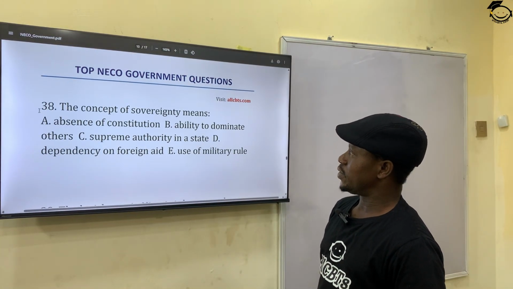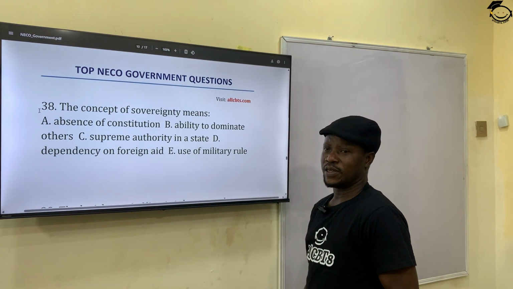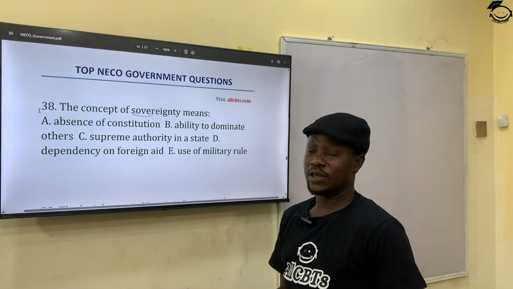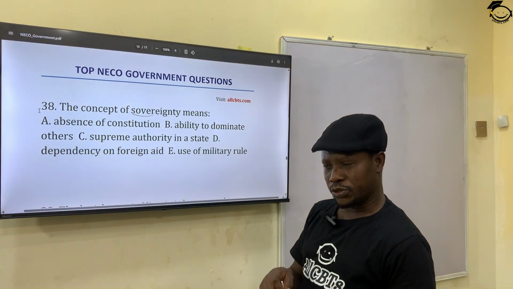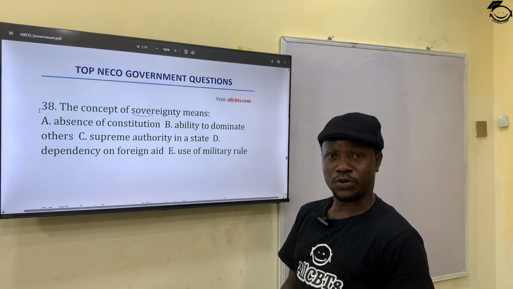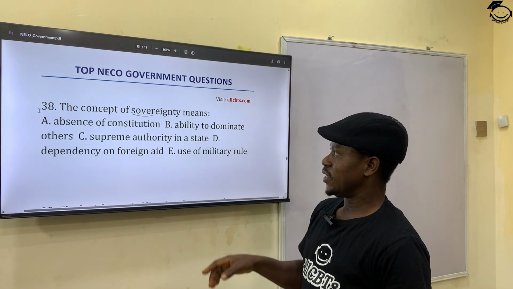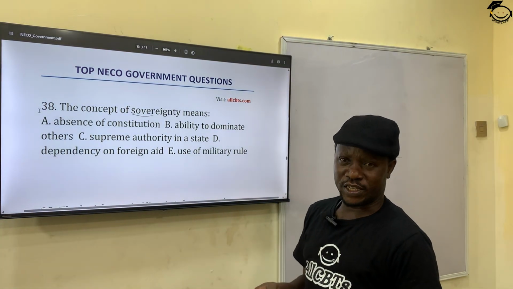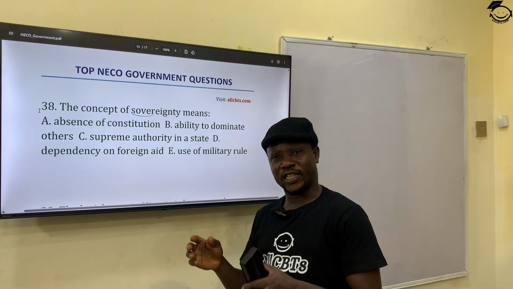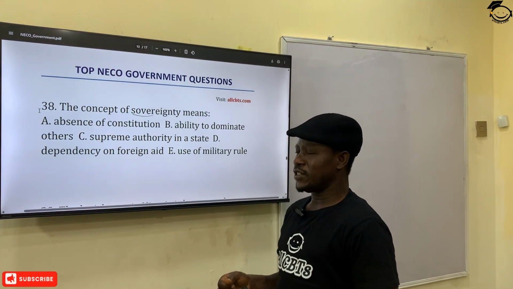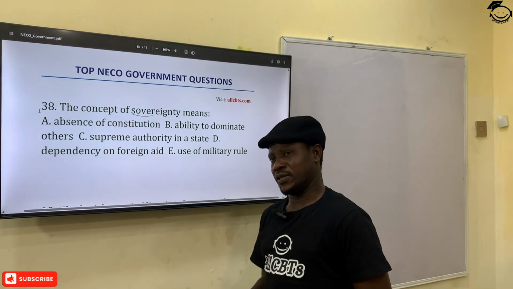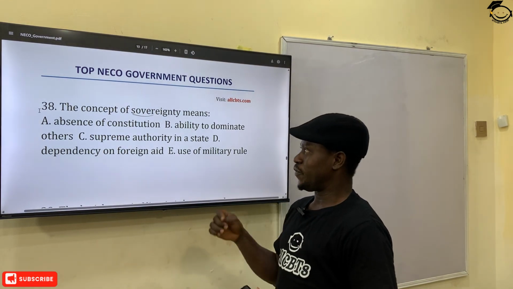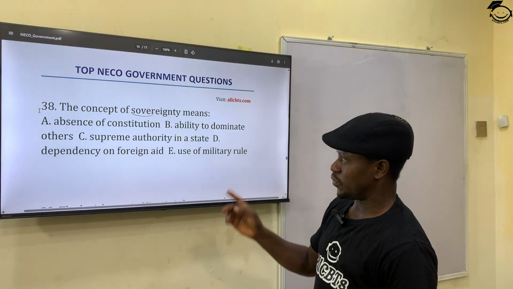The concept of sovereignty means... I believe you have an understanding of this concept, sovereignty. Sovereignty is a political concept, a principle in government that states that a state is independent and free from any external interference. The ability, the supreme power, the authority of a state to control itself and its affairs without fear of external interference is called sovereignty.